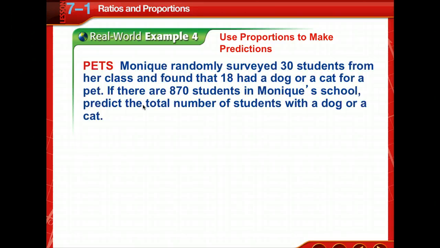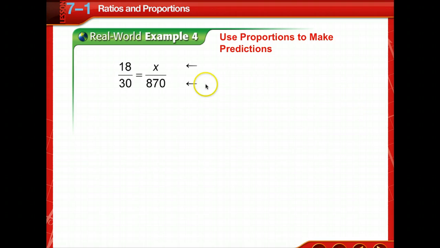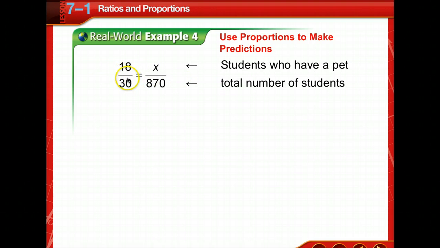Now proportions can also be used to make predictions, so we can use this in real-world problems. Monique randomly surveyed 30 students from her class and found that 18 had a dog or a cat for a pet. If there are 870 students in Monique's school, predict the total number of students with a dog or a cat. So out of the 30 surveyed, if 18 of them had a pet, we can set it up as 18 is to 30. So 18 of the 30 students had a pet. So how many of the 870 students had a pet? So these are the total numbers. This is a sample. So we're trying to find out what the total population would bring us.